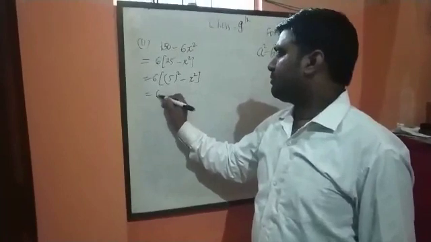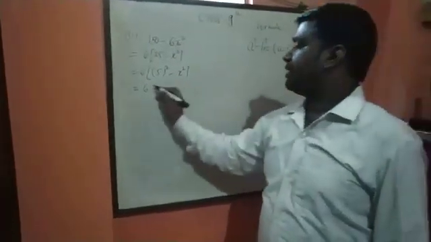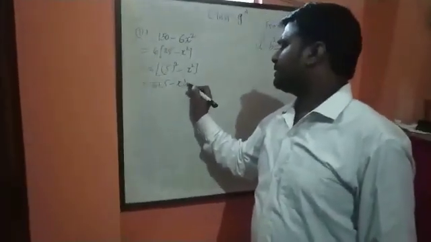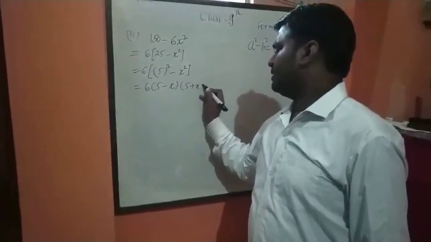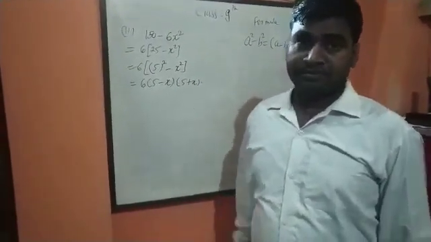So again it is the formula for a square minus b square. So we have in one bracket 5 minus x into 5 plus x. This is our required factorization.